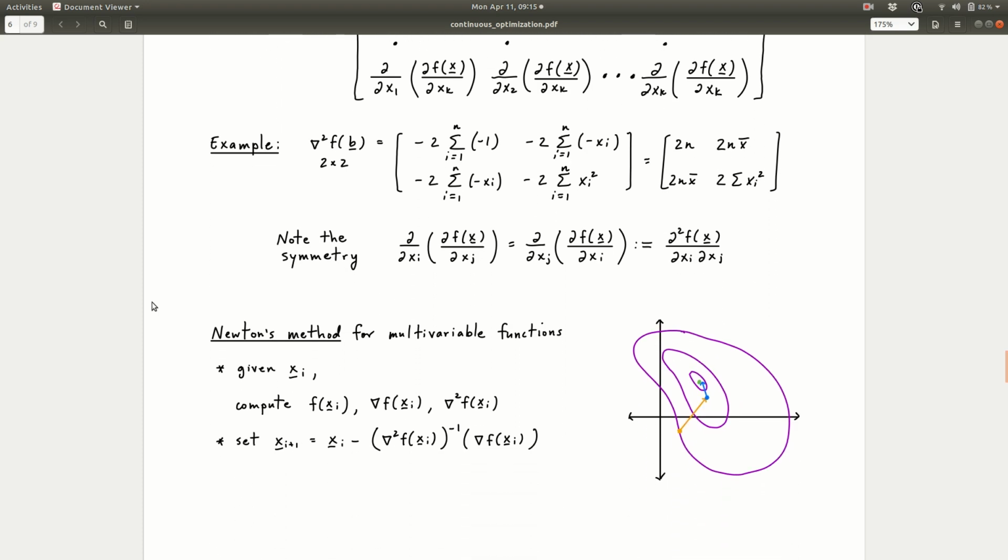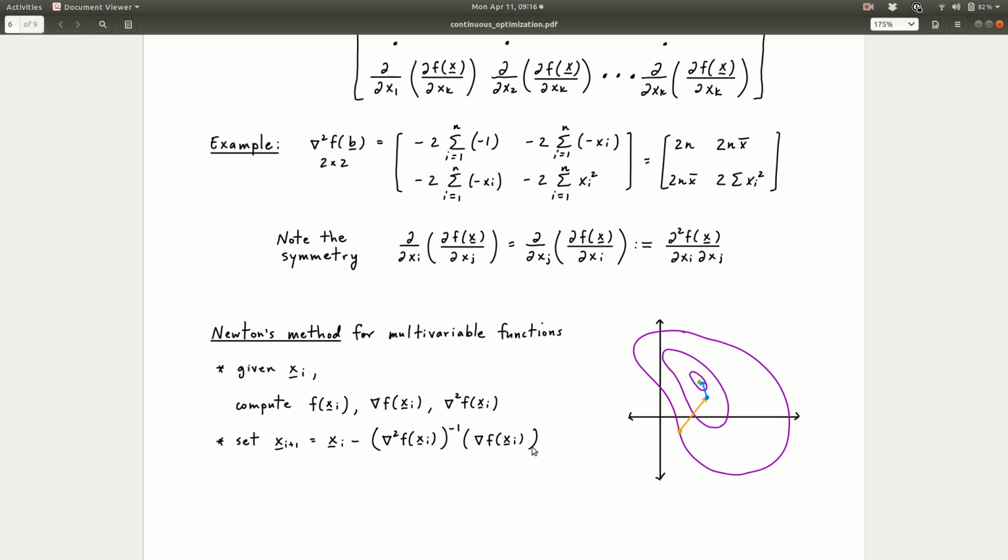All right, and that allows us to define Newton's method for multivariable functions. It's very simple. Given a value of x, we compute f, its gradient, and its Hessian. And then the update is just this very simple formula: Xi plus 1 equals Xi minus, you take the Hessian, and then you take its inverse, and multiply that by the gradient.